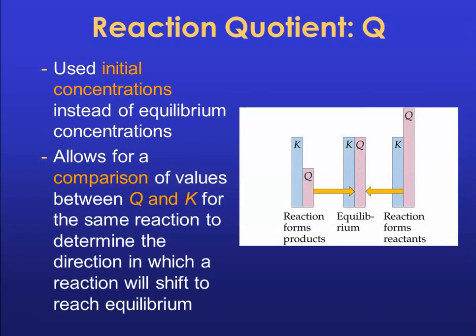We can use these equilibrium constants to compare initial concentrations of our reactants and products to determine if our reaction is at equilibrium, if we still need to form more products to reach equilibrium, or if we have gone past our equilibrium and we need to go back. We need to make more reactants in order to reestablish equilibrium. So Q is going to be set up the same way as K. It's a reaction quotient, and it's comparing the initial concentrations to your equilibrium concentrations.